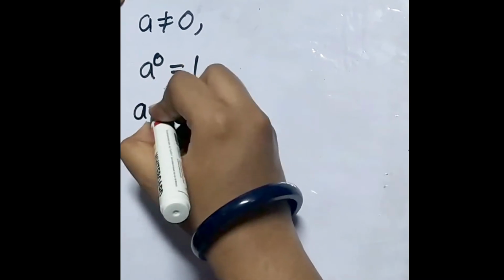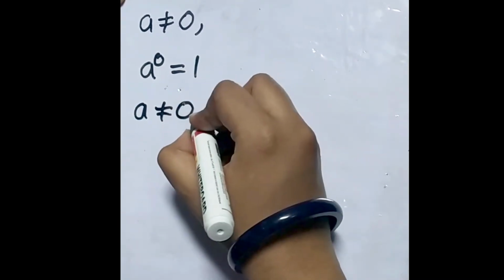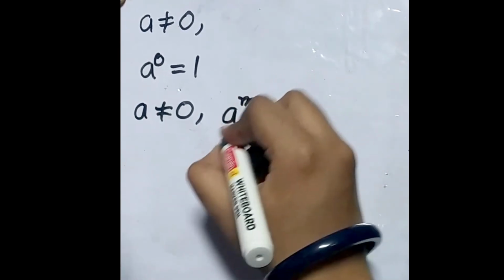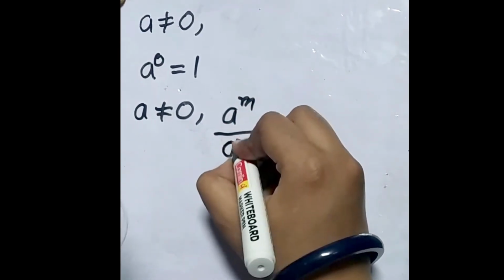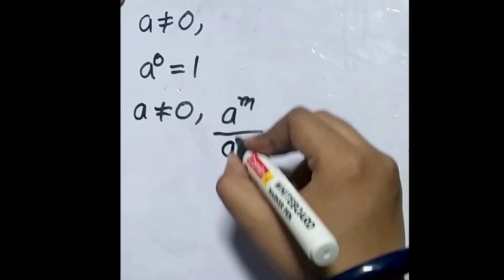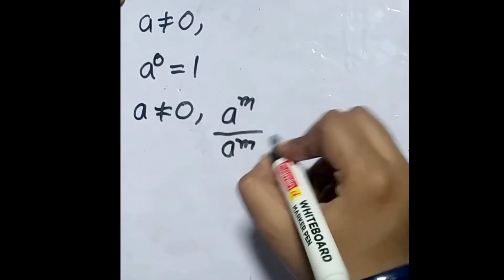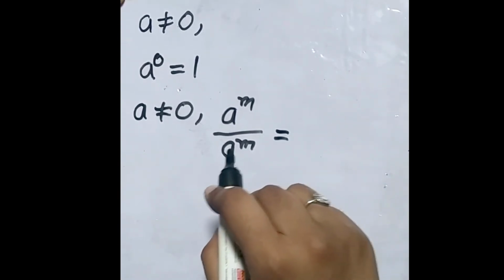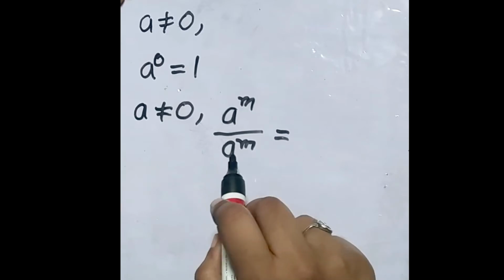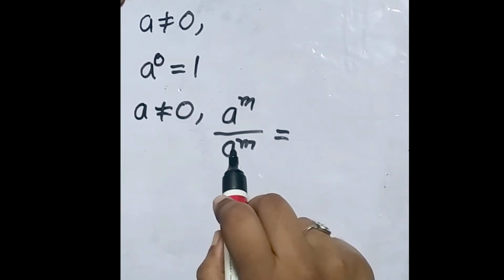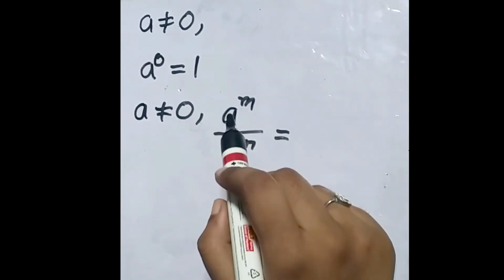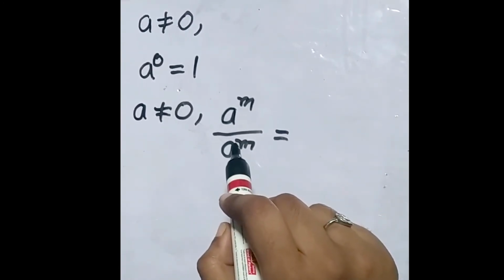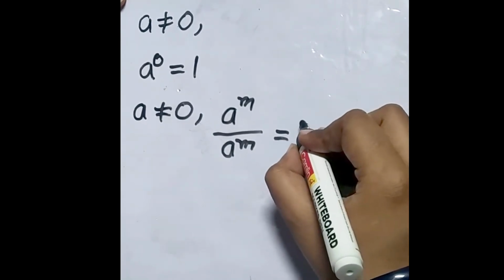See, A is not equal to 0, right? So A raised to m upon A raised to m. The same number we are taking in the numerator and denominator. Now what will be the answer? Here A is not equal to 0, so A raised to m will not be 0, so the denominator will not be equal to 0. So what will be the answer? We will get 1, right?